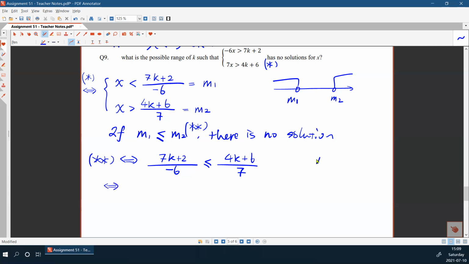This time we need to multiply by minus 42 on both sides, right? Because 42 is the least common multiple of 6 and 7. So when you multiply minus 42 on both sides, what will happen? You need to change the direction of the inequality symbol, right? Because minus 42 is a negative number. When you multiply a negative number on both sides, remember to change the direction of the inequality symbol.